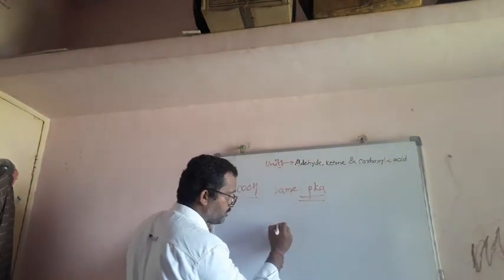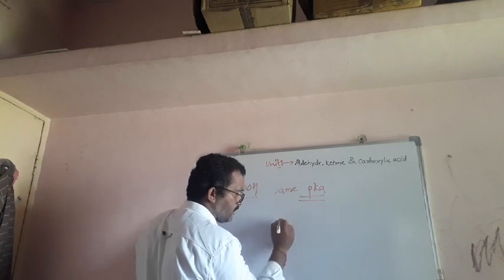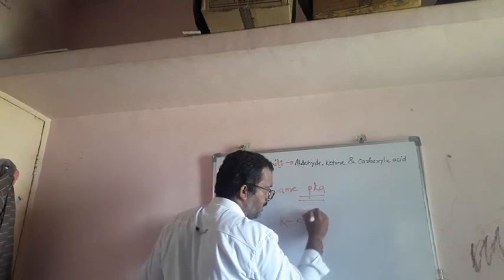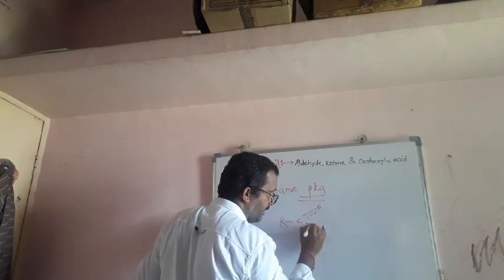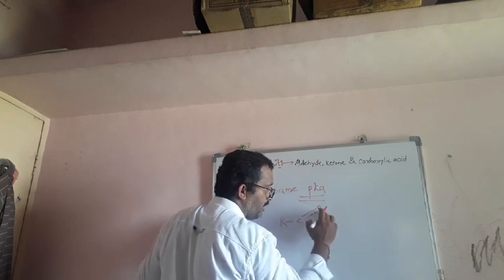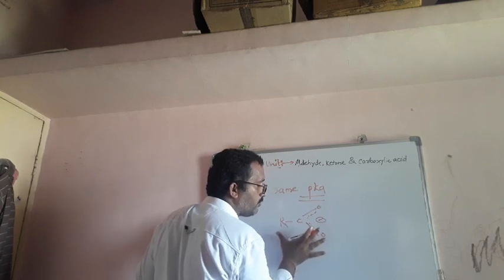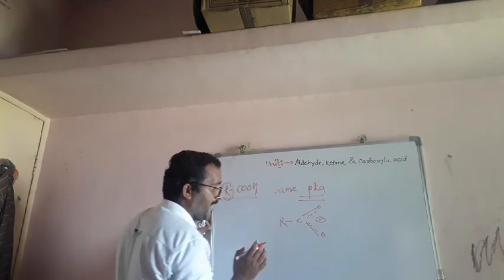The carboxylic acid has the functional group, and the resonating structure of the carboxylic acid is like this: R C O O. The electronegative atom is here, and this is the resonating structure of the carboxylic acid.